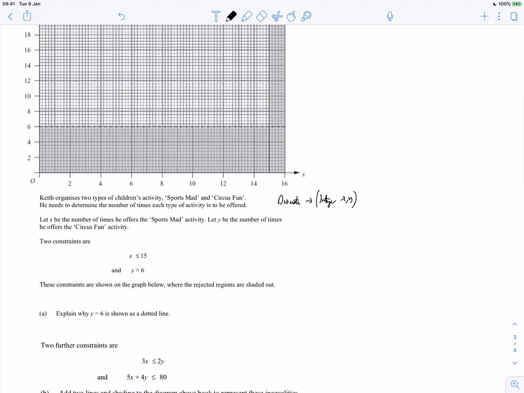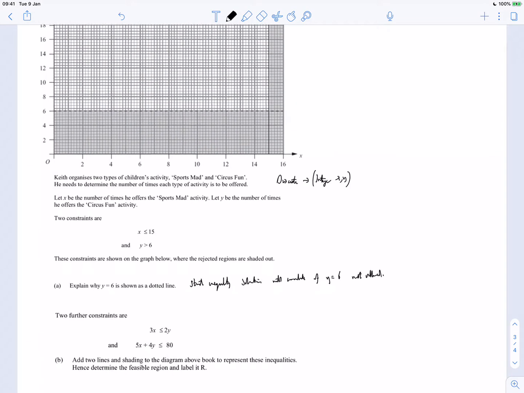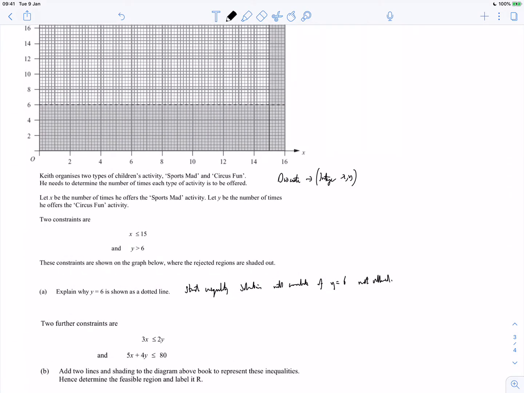Okay, explain why y equals 6 is a dotted line. It's because it's a strict inequality and solutions with coordinates of y equals 6 are not allowed. Same reasons as before, a bit dry. Okay, 2 further constraints are as follows: 3x is less than or equal to 2y and 5x plus 4y is less than or equal to 80. Add those 2 lines and shading to the diagram above to represent these. Okay, so we've just got to draw it.